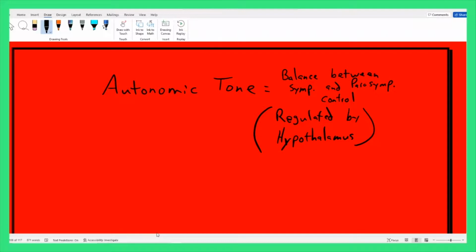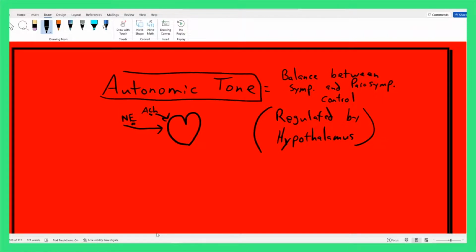So this balance, let's just pick on our heart, which does not look like a Valentine, but that's a quick way to draw it. So I've got norepinephrine being spit on my heart sometimes, and acetylcholine being spit on my heart at other times. Sometimes I need my heart to slow down, other times I need it to speed up. So this constant interplay between these two, who's being spit on the heart, when, how much, favoring acetylcholine, am I favoring norepinephrine, this is what we call autonomic tone.